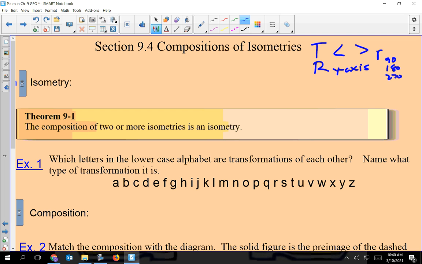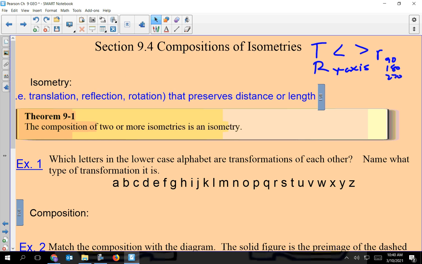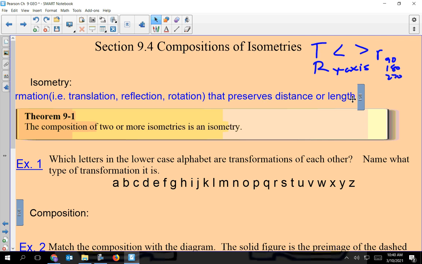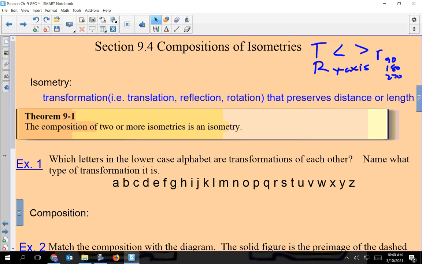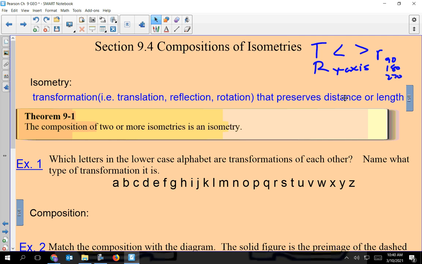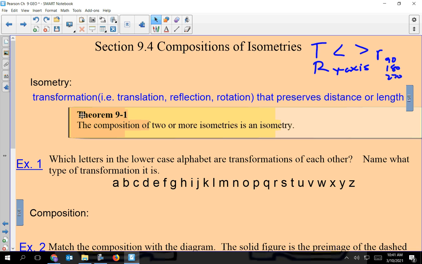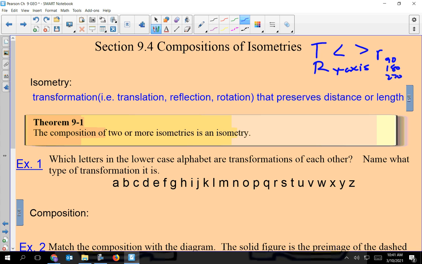So isometries are kind of taking these and doing a couple different things, okay? So it's a long definition because they're adding all those words, but an isometry is a transformation, which is a translation, reflection, or rotation that preserves distance or length. So we kind of learned that before. You don't need to write down theorem 9.1 because that's what we just said in the definition, okay? But we are going to do two or more, right?